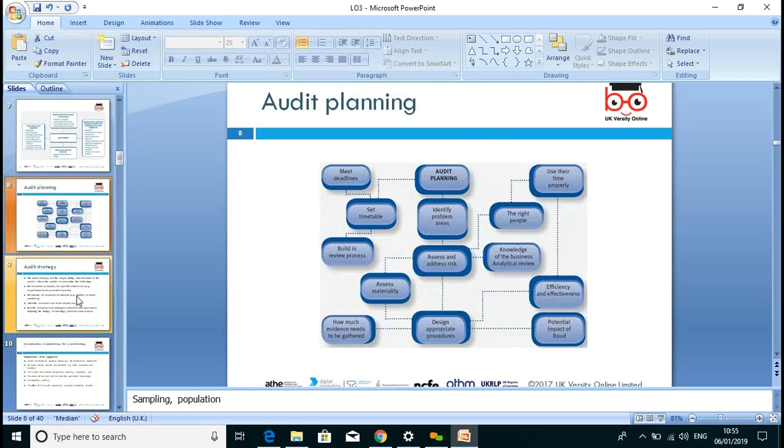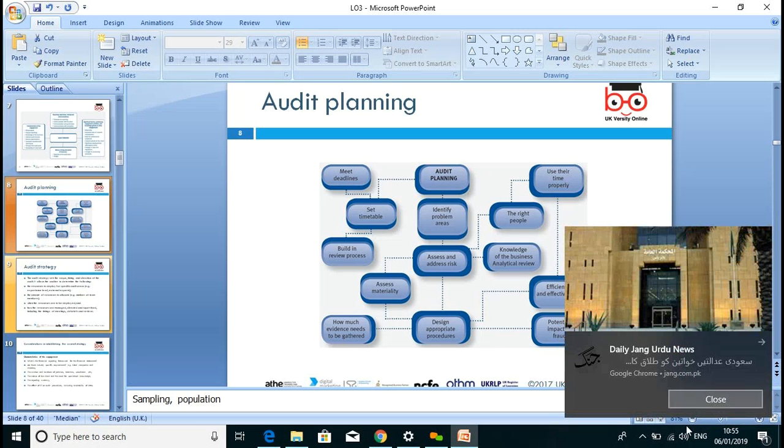Okay, so all this is audit strategy. Audit planning: meet the deadline, set the timeline, and tell your workers or employees in an audit firm what sort of time we have. We need to be well aware of all this. Billing, review process, assess materiality. These are the steps we really need to follow.